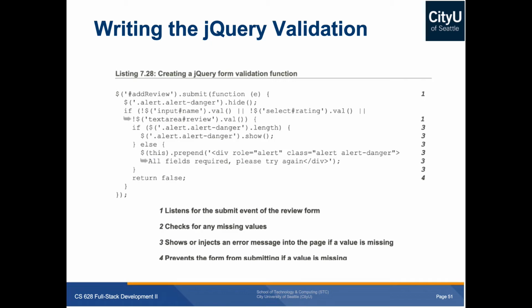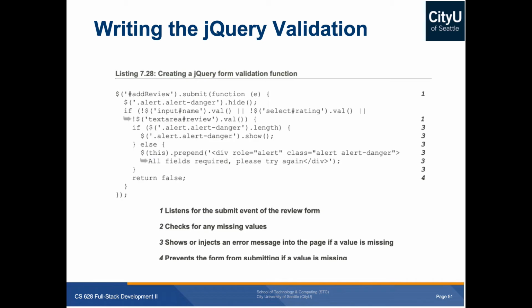So here's adding a jQuery form validation. It means that if the add review button is clicked and has this submit, the function would pass the event there, right? So we would now do an alert-danger hide, hide that danger field.